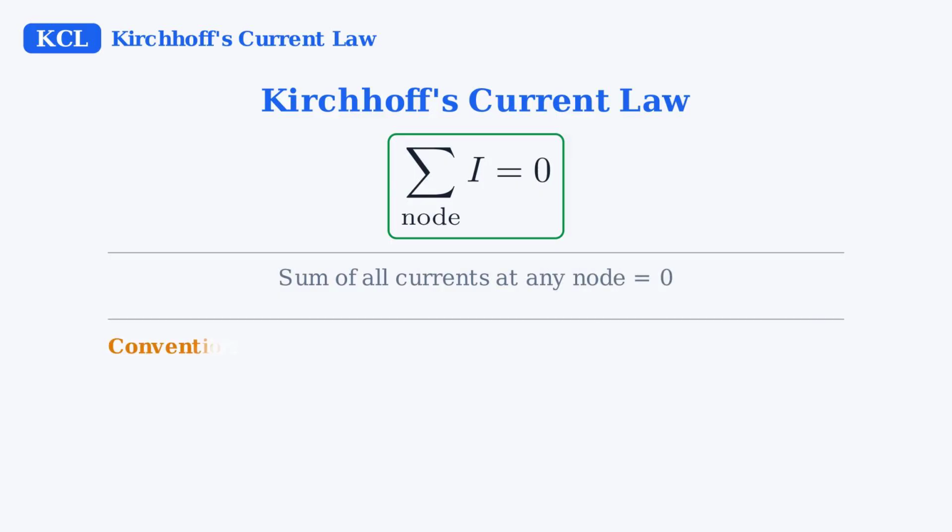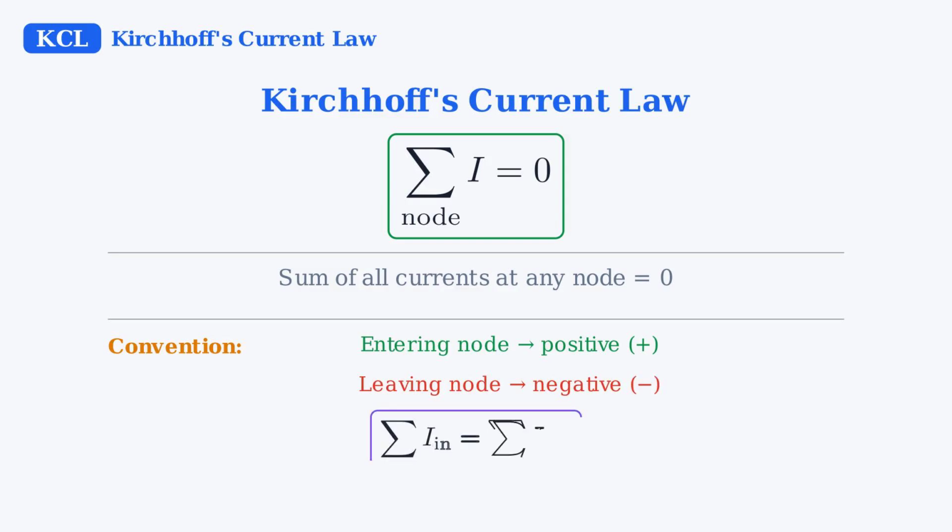Convention. Currents entering the node are positive, currents leaving the node are negative. Or you can use the opposite convention as long as you're consistent. KCL is based on conservation of charge. Charge cannot accumulate at a node, so whatever flows in must flow out.